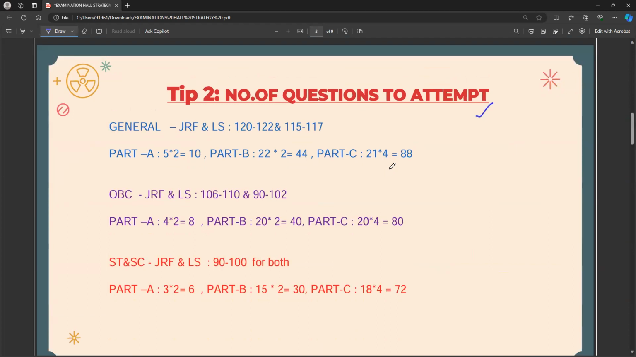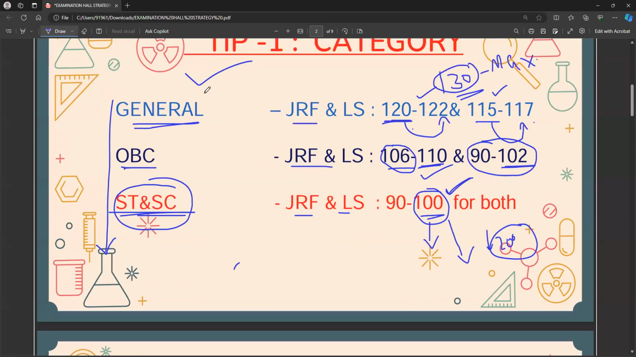Then the second, another important tip: how many questions to be attempted. That's very important, so I will explain category by category. For example, suppose I belong to the general category and I want to crack the JRF only. What is my target? My target is 120 marks. But how many marks can I attempt? Either 130 or 135. It depends on my confidence level in the given question paper.